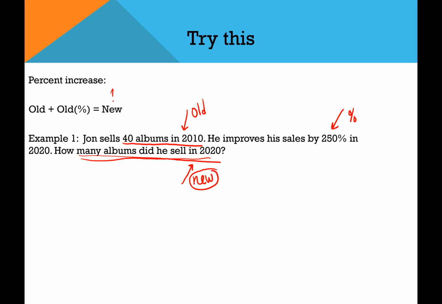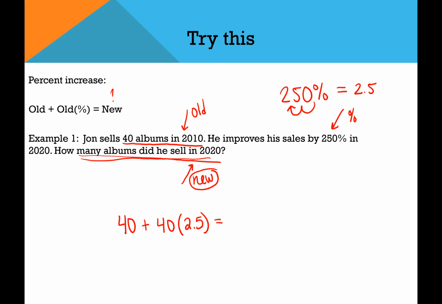So using this formula, it says the old value plus the old value times percent equals new. So my old value is 40 plus 40 again times the percent. Well, how do you take 250% and put that into a decimal? You're going to just bring the decimal back 2 places and you get 2.5 as a decimal. So just make sure you convert that into a decimal.